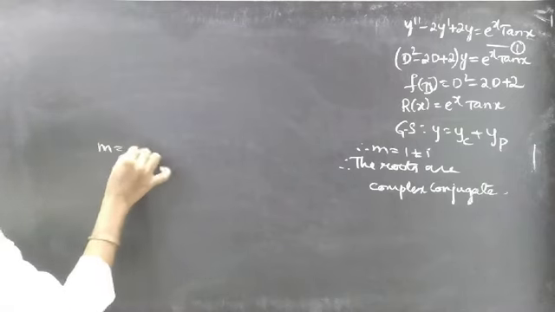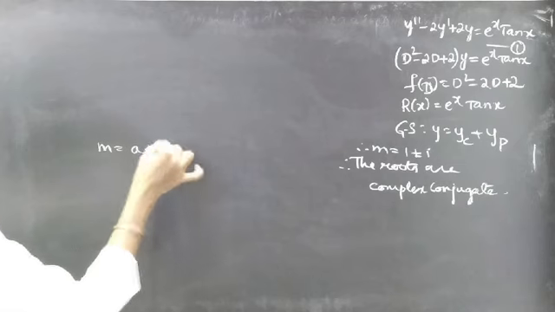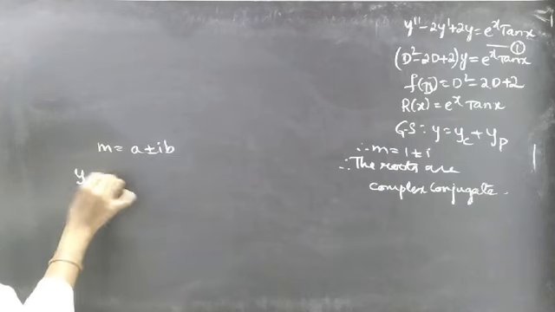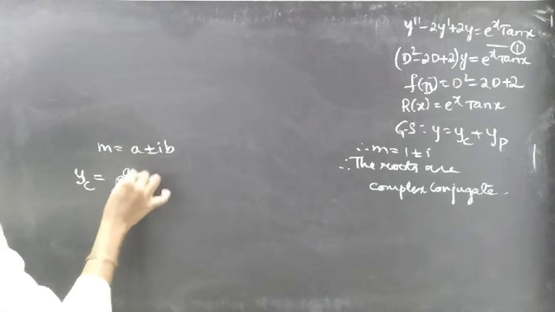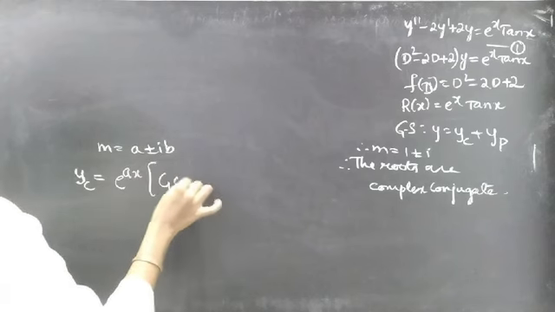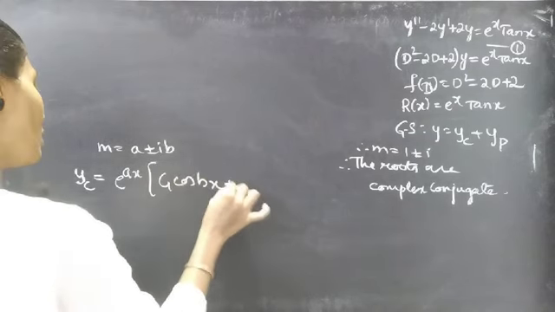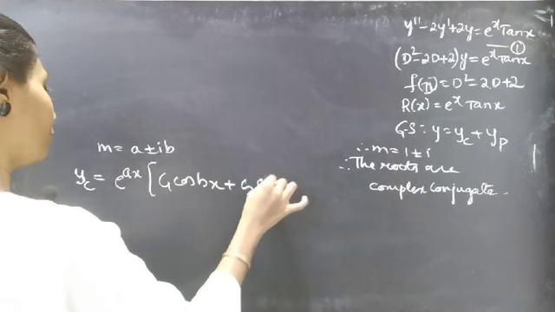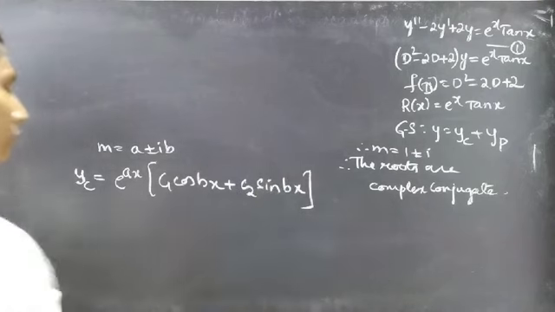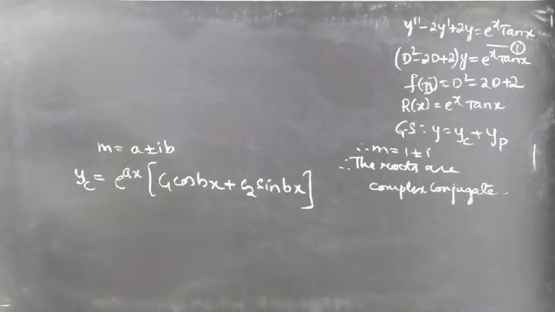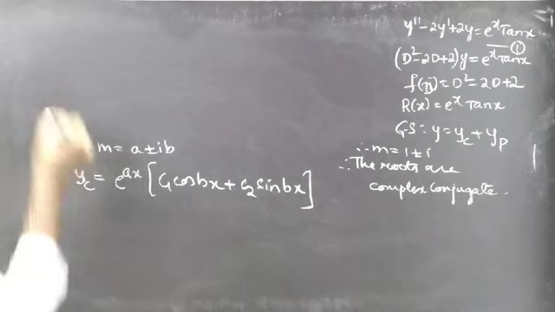We know that when two roots are complex conjugates, say m equal to a plus or minus ib, then the complementary function looks like e power ax into c1 cos bx plus c2 sin bx. Right? So let's write the complementary function for our problem.